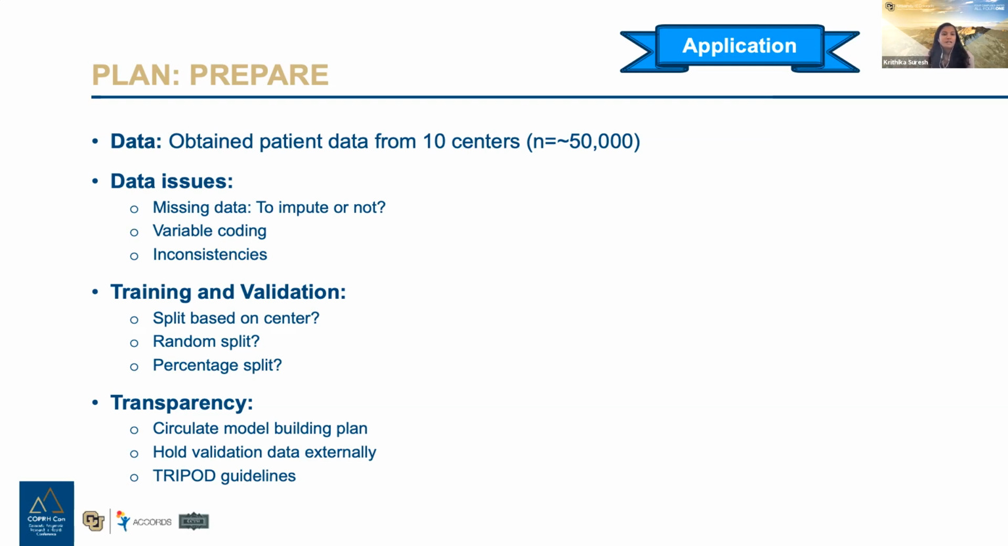And so the last thing, which I think is becoming more and more popular, is the transparency of reporting. For this project, we developed a statistical plan for our entire prediction model process, and then we circulated it to all of the sites. And then we got feedback and we published it in our supplement when we finally published the manuscript.